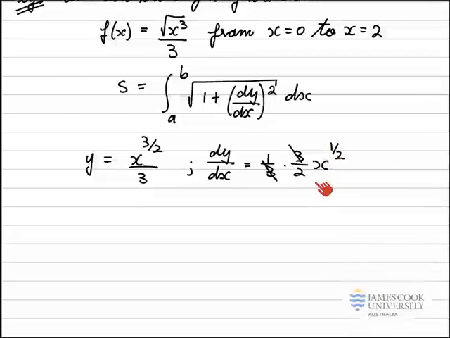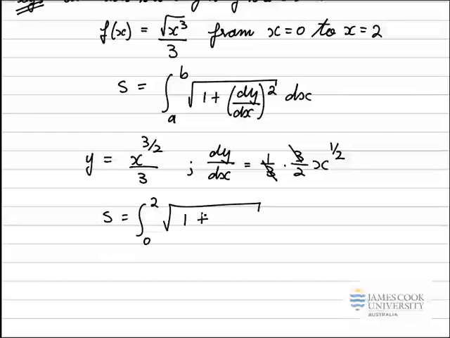So substituting now this derivative and our values for a and b into the formula for the arc length, we get s is equal to the integral from 0 to 2, the square root of 1 plus dy dx, which is x to the half on 2, all that squared. X to the half squared just gives me x. 2 squared is 4, and we're integrating all of that with respect to x.